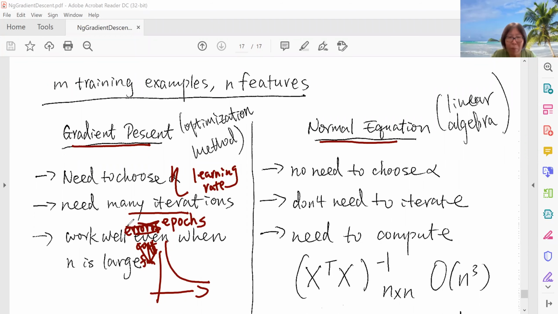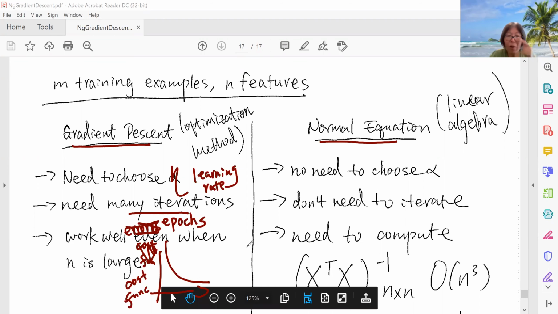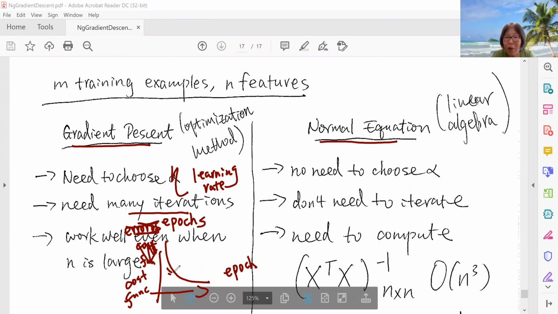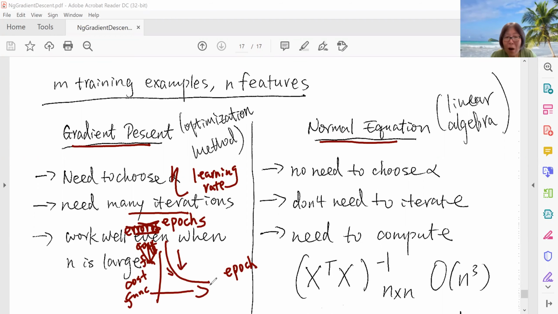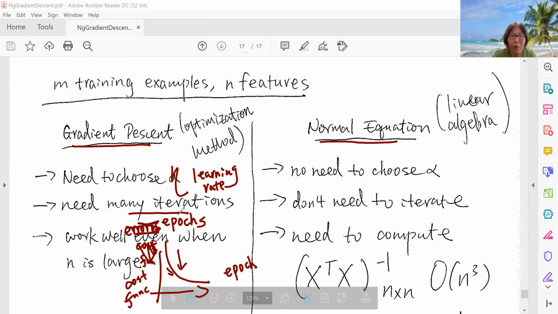Basically it's a cost function here. So the cost function, and here is the epoch. With each iteration, the value should also decrease the cost. Then that means you are on track for the learning.